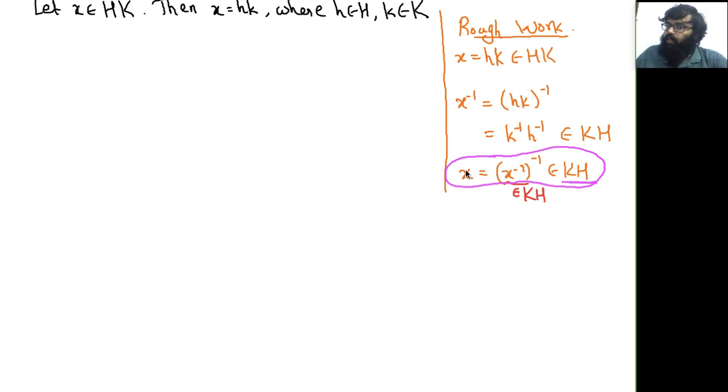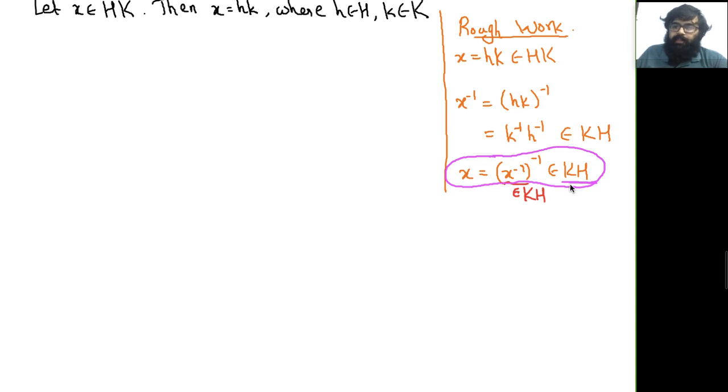But there is no guarantee that the inverse of x inverse will belong to KH. When the element belongs to KH, that is fine, but for its inverse to belong to KH, KH has to be closed, has to be a subgroup, or at least every element of KH must have an inverse in KH. We don't know anything about that. So there is a problem, and that is why rough work helps.